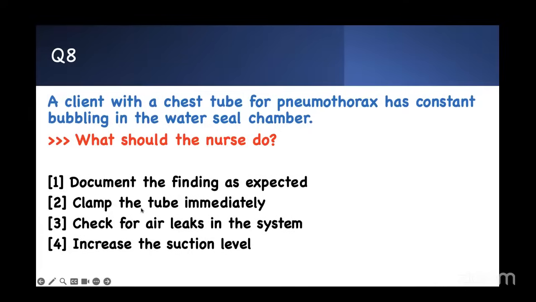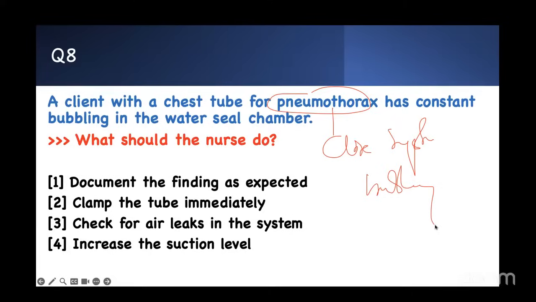The client with the chest tube with pneumothorax has a constant bubbling in the water seal chamber. What should the nurse do? You have to know what a chest tube is. But think about it. I see constant bubbling in the chest tube. If you don't know anything about chest tubes, you got to know that this is a closed system. It's a closed system. Therefore, if I see bubbling, something is not right. Something is escaping or something is going inside. That's all. That's the content you need.